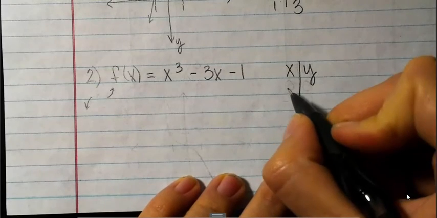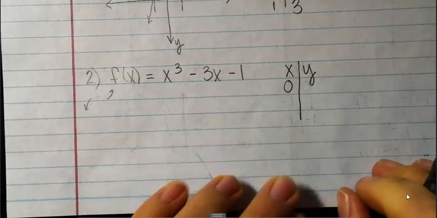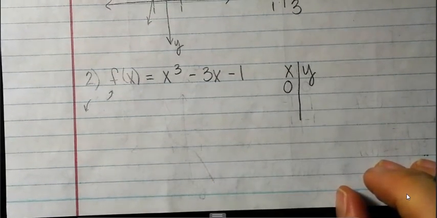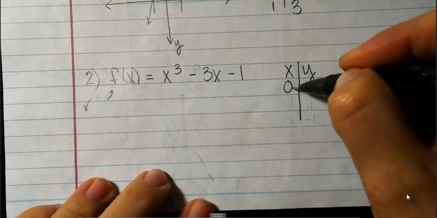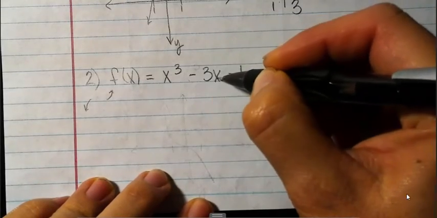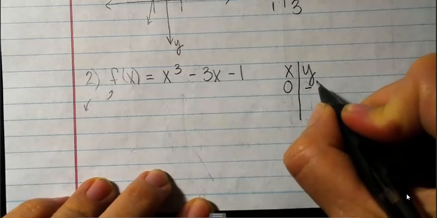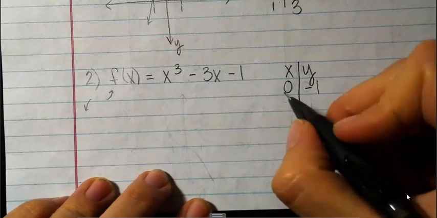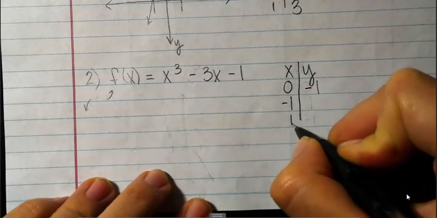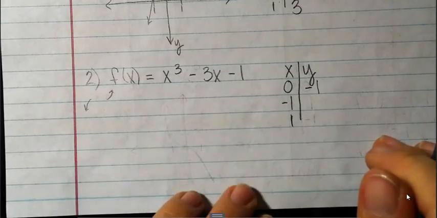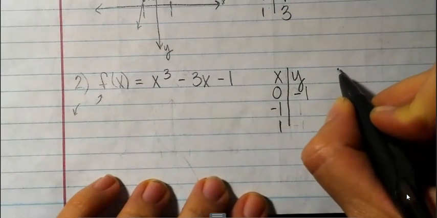So I'm always going to start with my y-intercept. I like to do that, okay? If I plug 0 in here, this becomes 0, that becomes 0, so I get negative 1. Okay, now I'll plug in, how about a negative 1 and a 1? Maybe I should do a little bit of this with you.